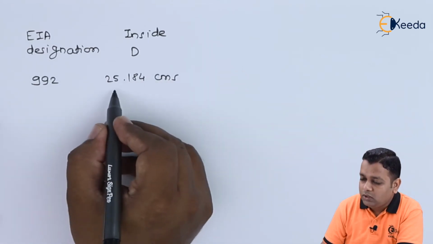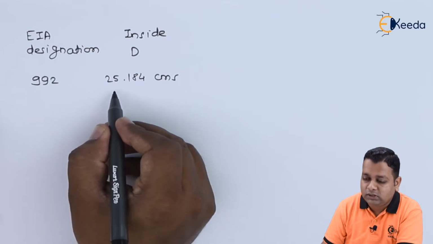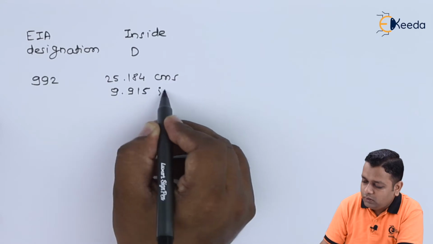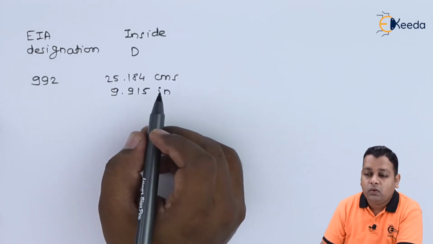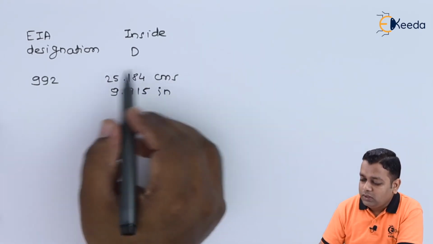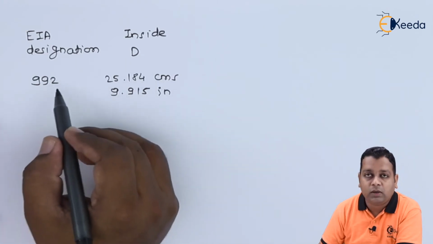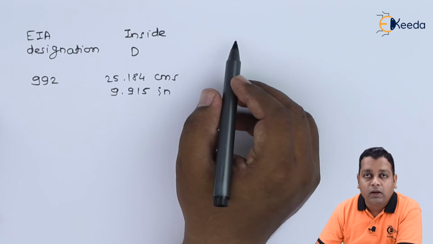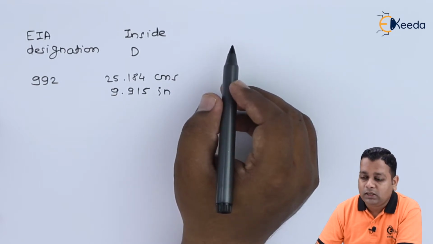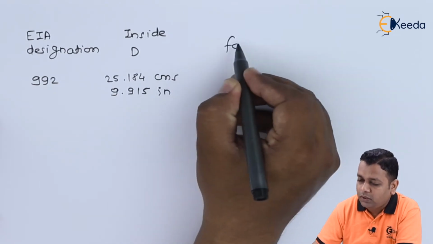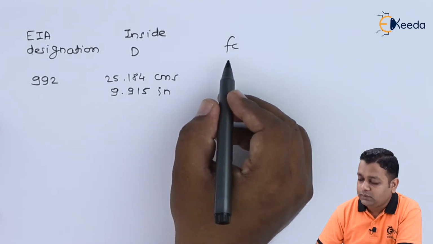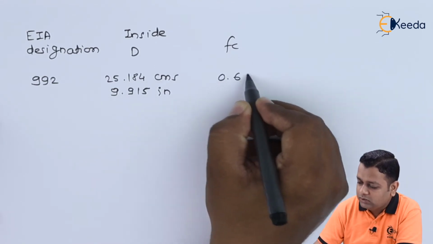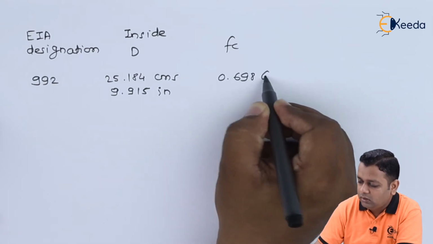While getting it converted to the measurement in inches, we have 9.915 inches here. While working with these dimensions designated by this number, the cutoff frequency that we have obtained while the circular waveguide is air filled, the cutoff frequency is represented by FC. In terms of gigahertz, we have the value 0.698 gigahertz here.